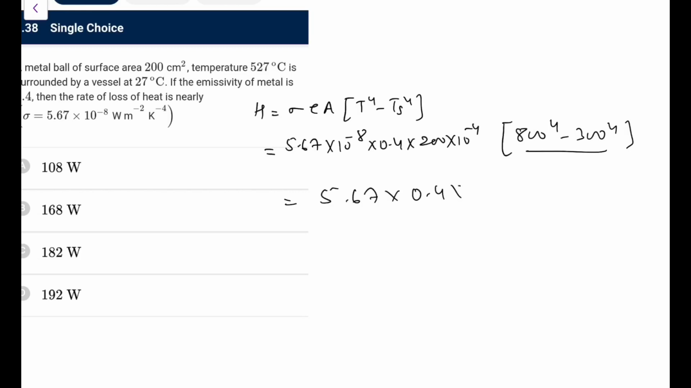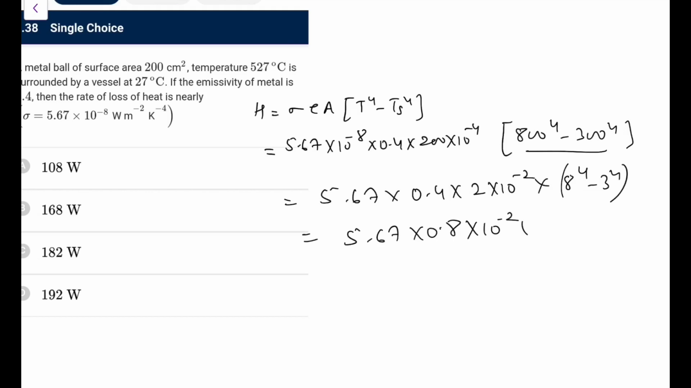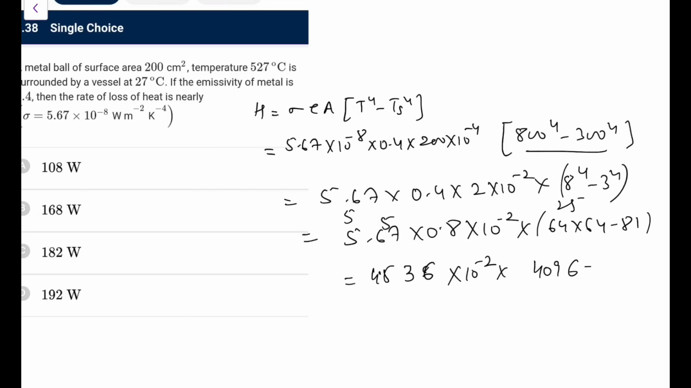5.67 into 0.4 into, I can write it as 2 into 10 to the power minus 2, it would be 8 to the power 4 minus 3 to the power 4 that we are left with. So it is 5.67 into 0.8 into 10 to the power minus 2, 8 to the power 4, that is 64 into 64 minus 81, you can make it out. So 5.67 into 8 is 56, 8 6 48 and 5, that is 53, 40, 45.3, so that is 4.536 into 10 to the power minus 2. 64 into 64, this is 256, 64 6 would be 360, 384, and 25 would be 4096 minus 81.